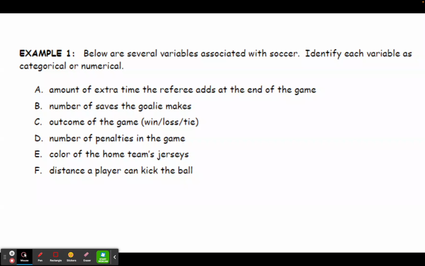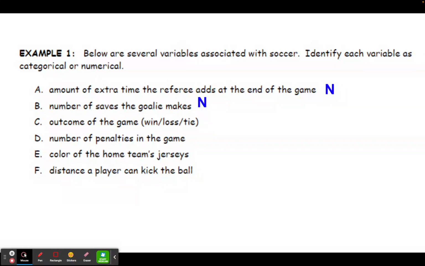In example number 1, we're going to look at several variables that are associated with soccer and identify each one as either categorical or numerical. The amount of time the referee adds at the end of the game would be numerical because that would be something you would measure with a stopwatch. The number of saves a goalie makes is also numerical. That would be something that you would count. So anything that you can count or measure is numerical.